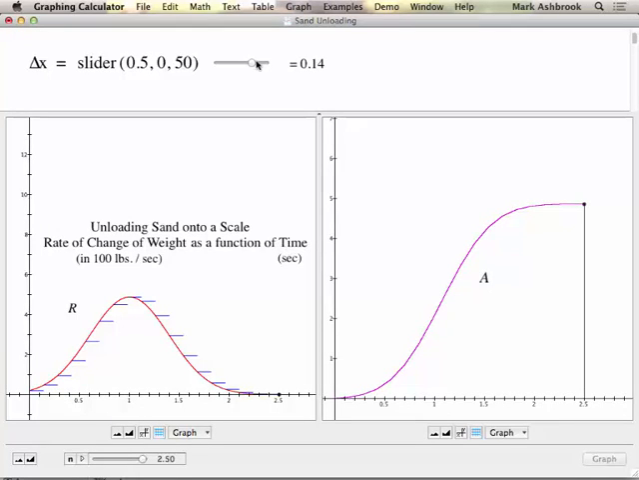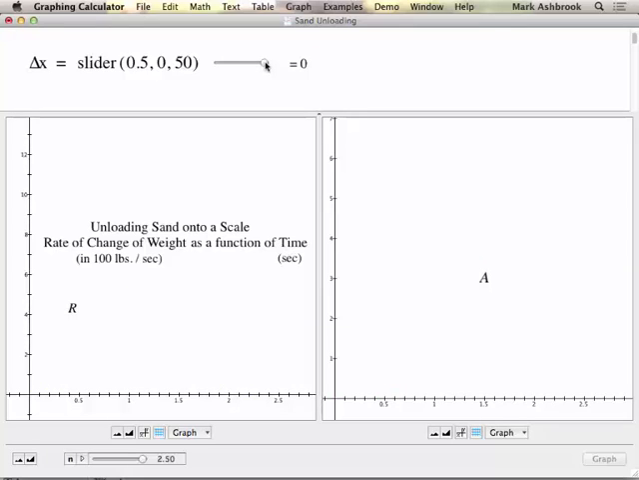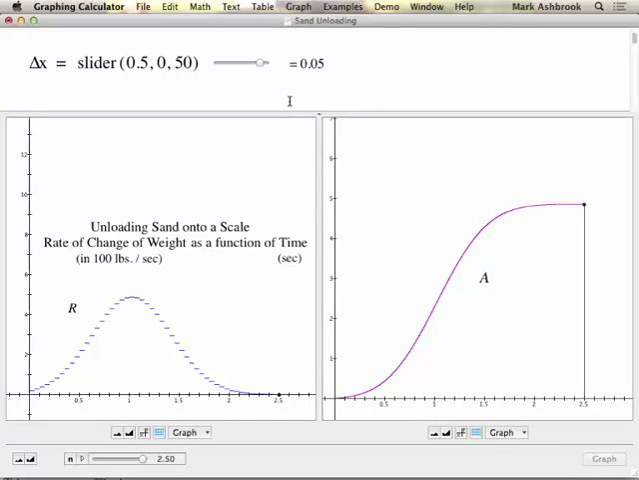All right, so notice, there it is. The red graph is our exact rate. Make delta x smaller. Now I've taken the red graph away. You see those are still constant rates. Make it even smaller. Well, that's really small. I think there's one more in between there.